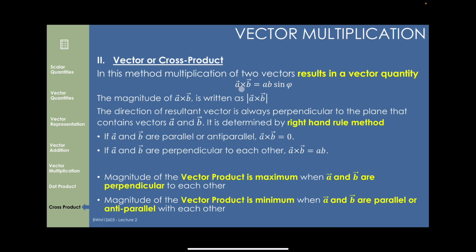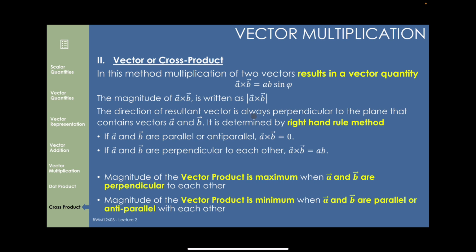So if you remember in the previous slide, a dot b was equal to ab cos of phi, and here a cross b is equal to ab, the magnitude of a times magnitude of b times sine of phi, right? And the magnitude of the cross product is written like this.